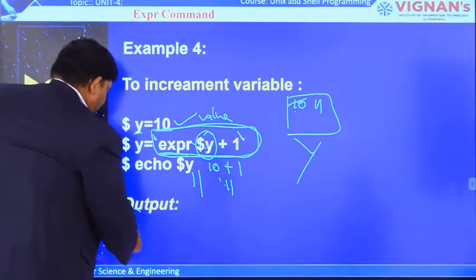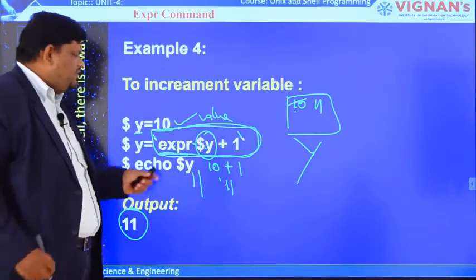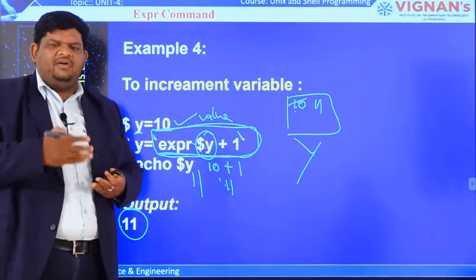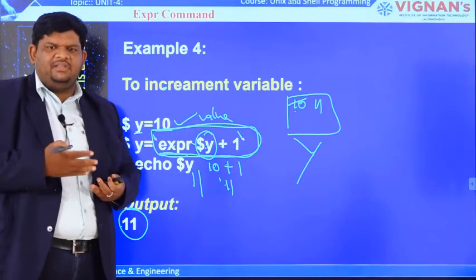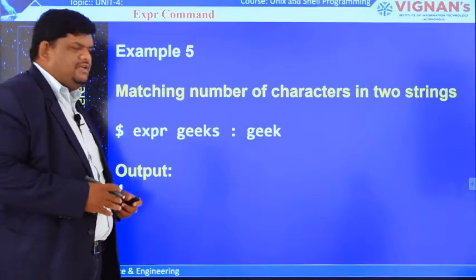So the output is 11. In this way we are going to increment the variable. This is very useful when writing loops, such as a while loop, for loop or until loop, when we are incrementing or decrementing any variable. Then we have to write it in this way.